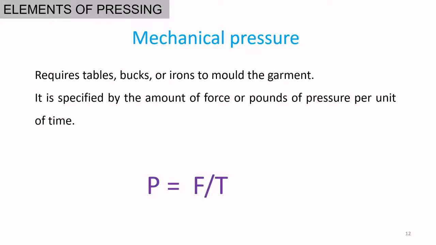Now, mechanical pressure is specified by the amount of force or pounds of pressure per unit of time. Which means the amount of force that we exert per unit of time, that is pressure. And that is what may lead to damages, or that is what may lead to great quality of pressing.